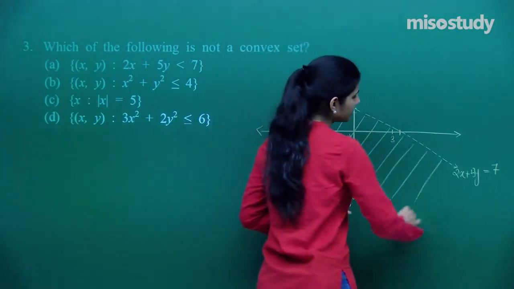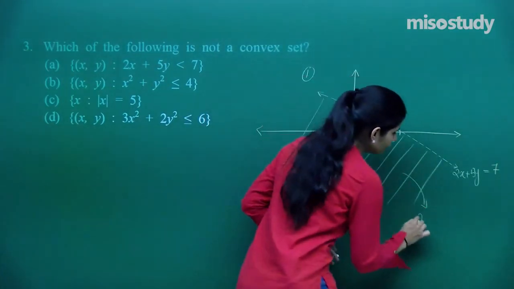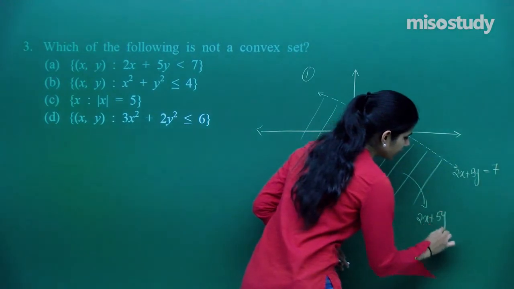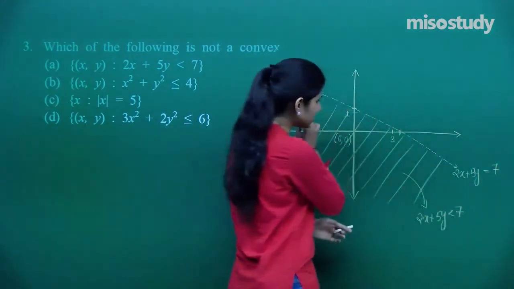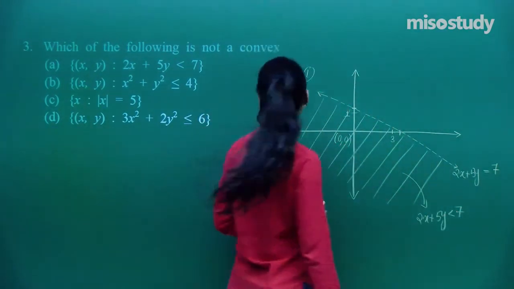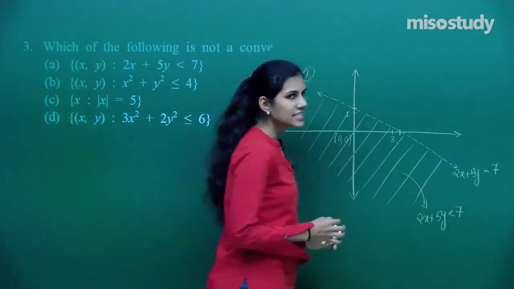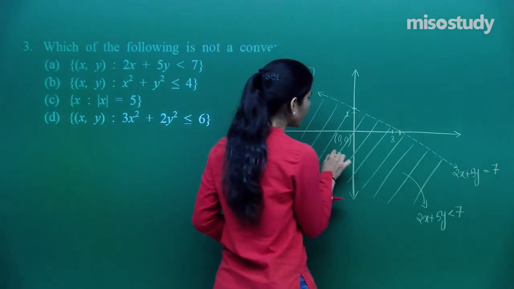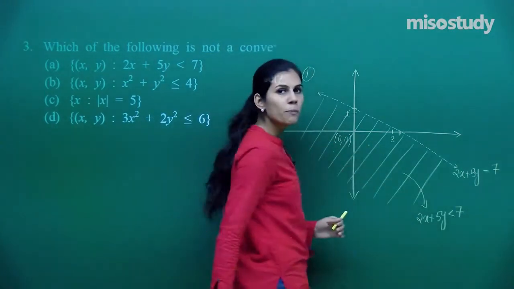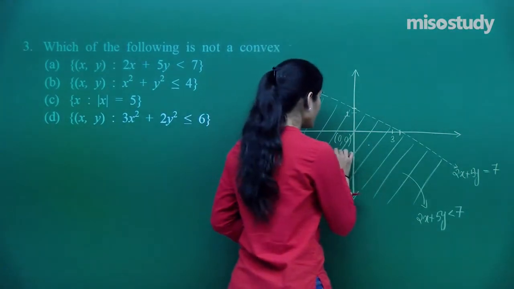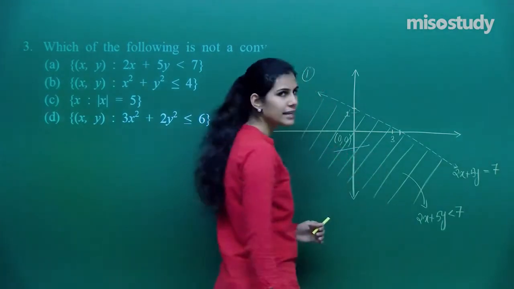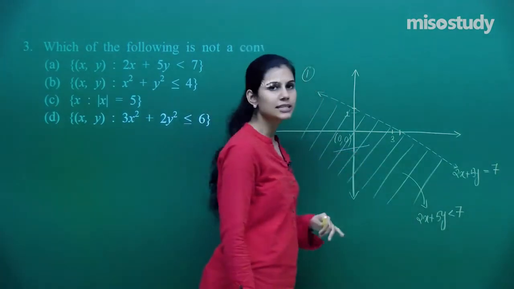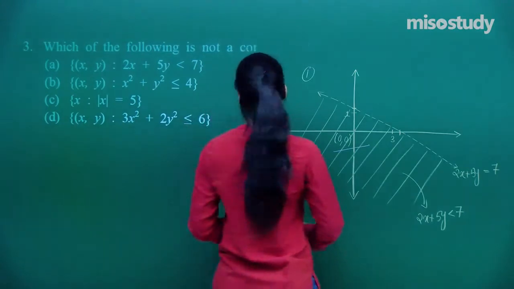The region represented by the inequality 2x plus 5y strictly less than 7 is this region. Is this a convex set? Yes, of course it's a convex set, because you pick up any 2 points in this region, and the line segment joining them is always going to lie in the same region. So this is definitely a convex set.